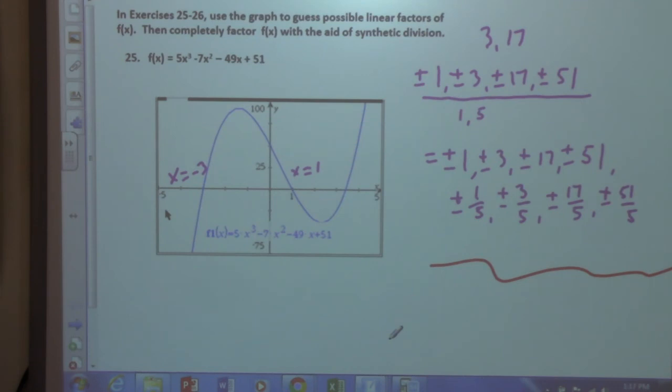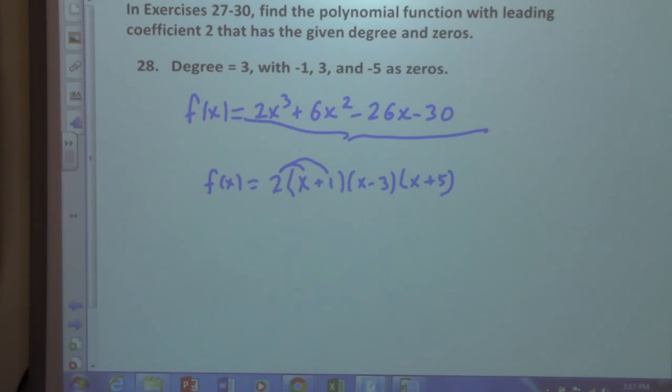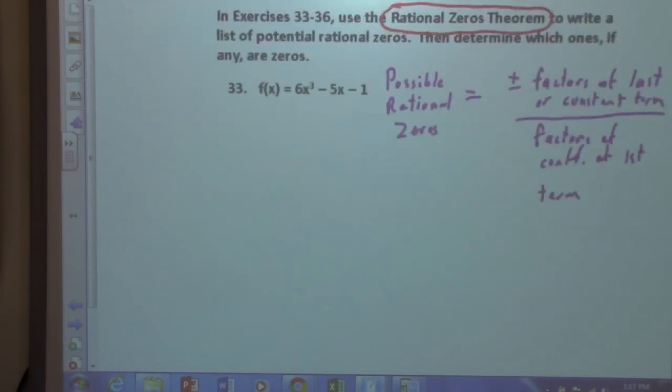So let's go back to problem 33. We're just going to dip our toe in the water today on this. So right now, for possible rational zeros, we have plus or minus. What are the possible rational factors of 1? 1. Okay, over, what are the possible factors of 6? 1, 2, 3, 6.